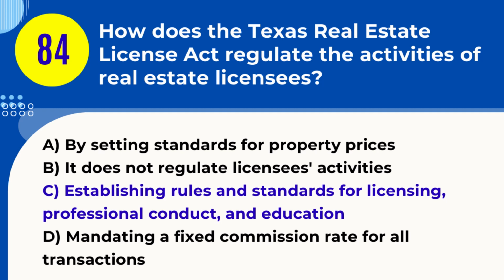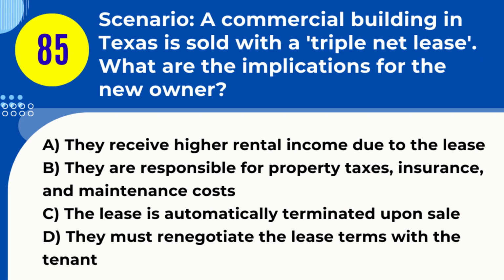Question 85. Scenario. A commercial building in Texas is sold with a triple net lease. What are the implications for the new owner? A. They receive higher rental income due to the lease. B. They are responsible for property taxes, insurance, and maintenance costs. C. The lease is automatically terminated upon sale. D. They must renegotiate the lease terms with the tenant.